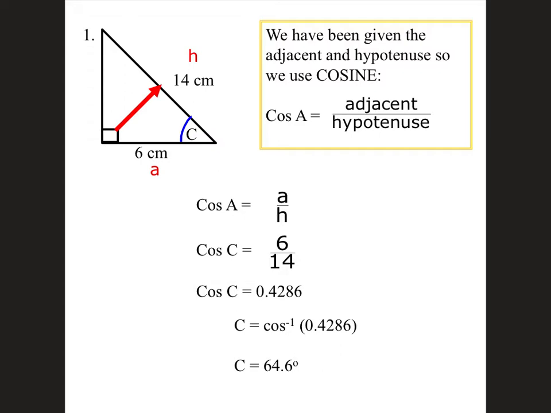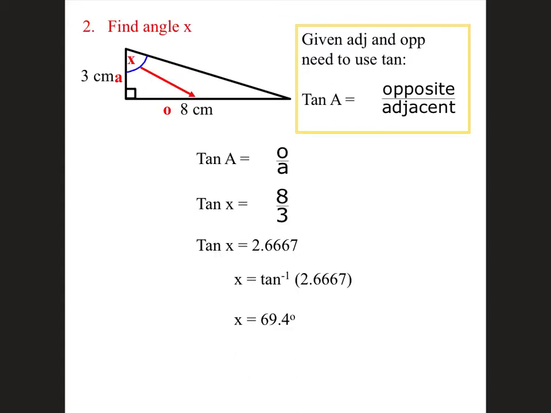So we are given A is equal to 6 and H is 14. We know that's cosine, A over H. So it's 6/14. We convert it to a decimal, and then use the calculator to find the cosine inverse of that. So we get 64.6.